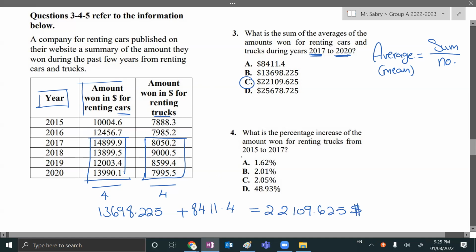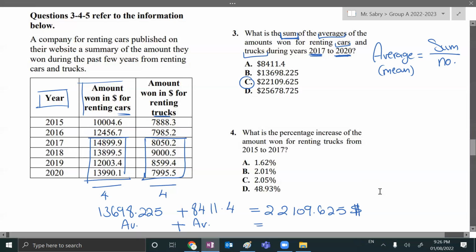Does this question make sense? Again, how do I know what to do? They told me they need the sum. The sum of what? The sum of two things. What are these two things? The averages of the renting for the cars and then the renting for the trucks from the year 2017 to the year 2020. I got the average of the cars and then the average of the trucks and added them together to get the answer. Are we clear? Yes, you have guided. It's not a problem either.